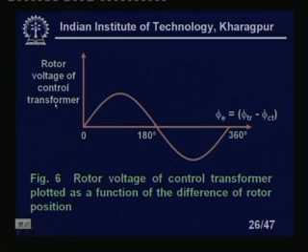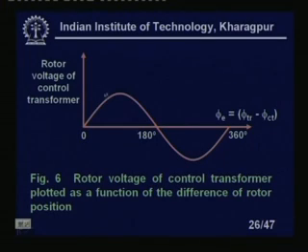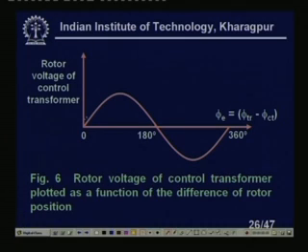The rotor voltage of the control transformer versus the error, or mismatch or misalignment, of the transmitter and the control transformer rotor. You see here the voltage is increasing. So, near the vicinity of the null, I can say it is a linear sensor. For these positions I can say it is a linear sensor. Otherwise, it is a nonlinear device. Obviously, sine is not a linear function, it is a nonlinear function.